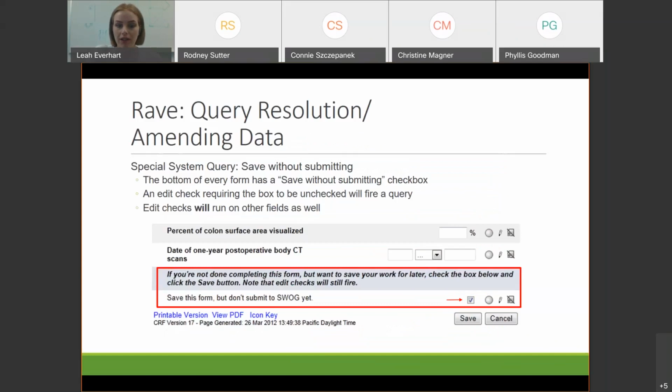You'll notice at the bottom of every RAVE form, there is an option to save without submitting with a little checkbox. And checking that box will trigger a system query, preventing the data from being transferred to SWOG. This will allow you to save the form, but not submit any information. And unlike when you choose to save without submitting on the CRA workbench, edit checks do still fire in RAVE. So even though you save it with that checkbox, those edit checks will still fire if you've left any blank data or anything non-conformant. But DCs are trained not to look at these forms when they are saved without submitting. Next slide.